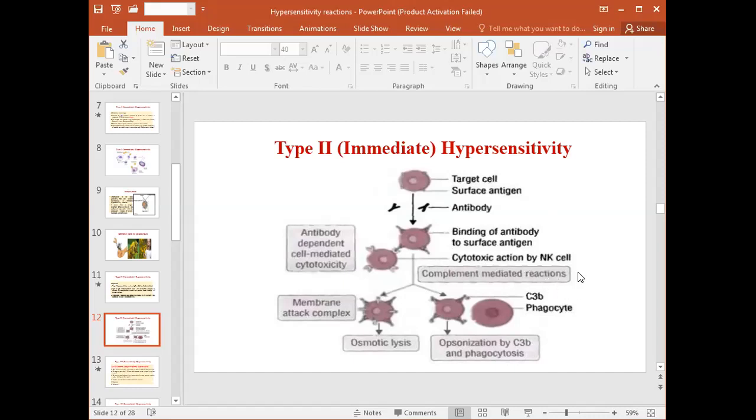Here they are actually involving the complement system. So this is complement mediated, and at last you will see the activation of the membrane attack complex. They will attack the membrane, and there will be osmotic lysis or else phagocytosis of the complex.